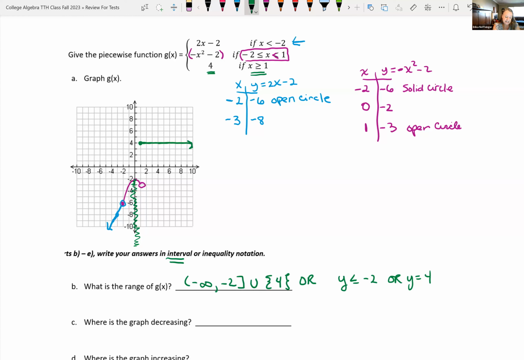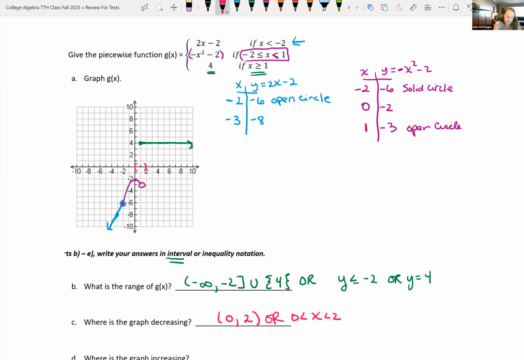Where is this graph decreasing? So going left to right, where is this going down? We're using the x values when we're going down. And the x values where I start to go down is at 0, and I stop at 2. So from 0 to 2, we're decreasing. Or that's where x is between 0 and 2.